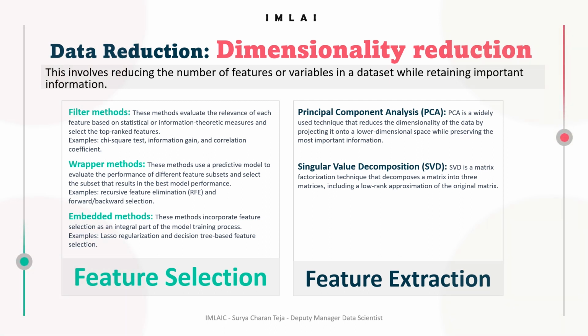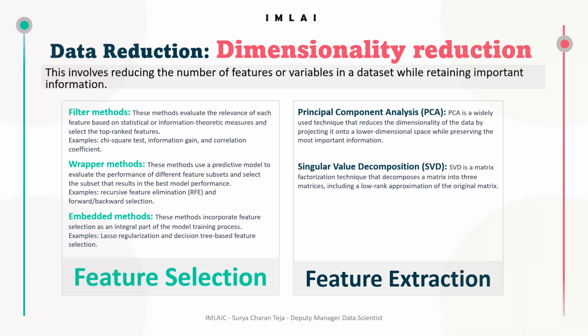SVD. SVD is a matrix factorization technique that decomposes a matrix into three matrices, including a low rank approximation of the original matrix. So SVD can be used for dimensionality reduction in various applications such as image and text processing. This is very, very important when it comes to computer vision and NLP.